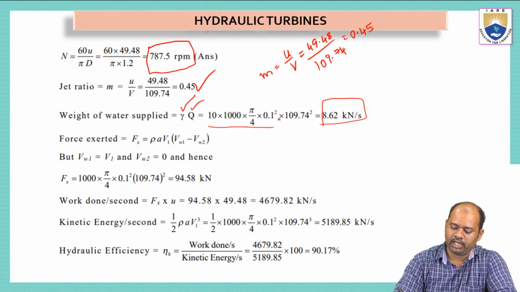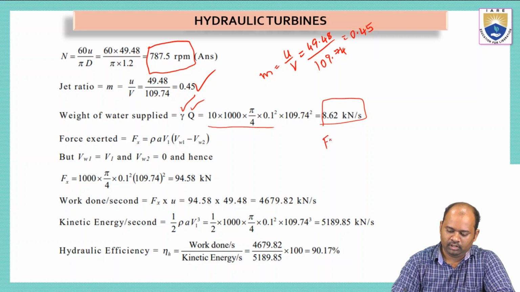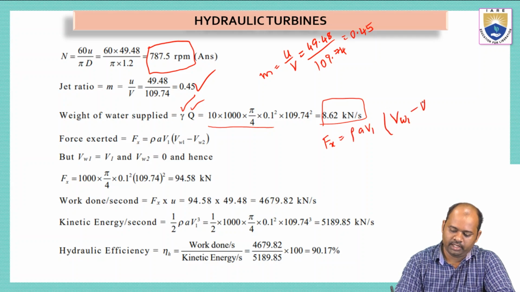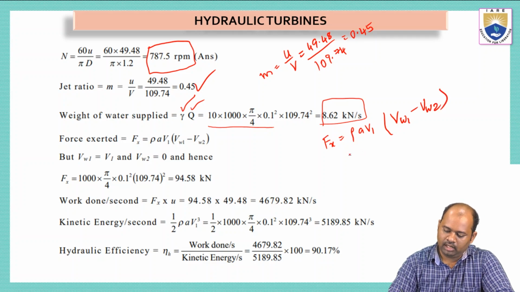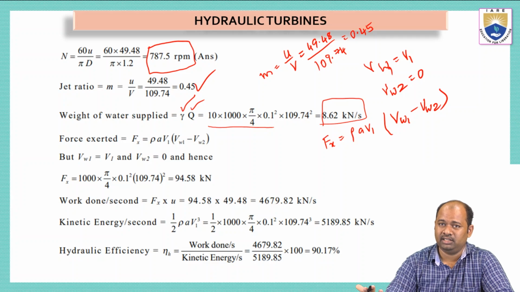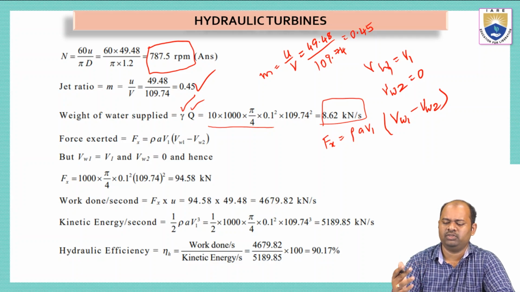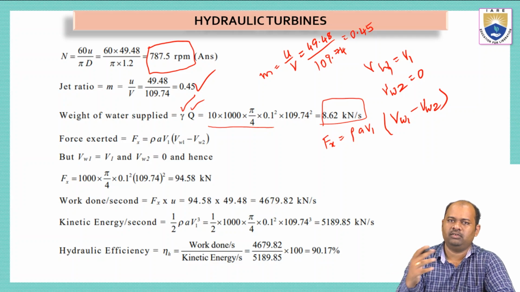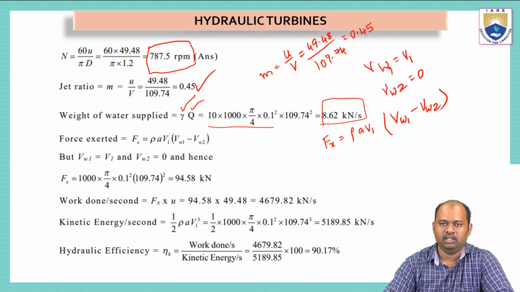Now if we want to calculate the force, Fx is equal to rho A V1 multiplied by (VW1 minus VW2). Okay, now we already know that VW1 is equal to V1 and VW2 is equal to 0. It is given in the question. VW1 is nothing but the velocity of the water entering the vane. But VW2 is 0. Why is it 0? Because it is given in the question that the velocity of the water coming out of the vane is 0.